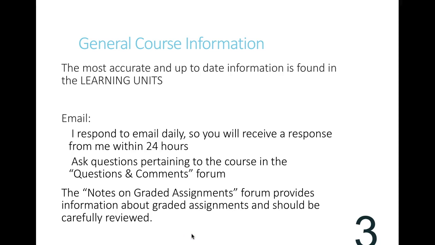The most accurate and up-to-date information is found in the learning units. At the beginning of each learning unit, you'll see the course or the unit learning outcomes, so that's what you're expected to know by the end of the unit. And directly below that, you'll see a list of activities and due dates. That's always the most up-to-date information. So if you look at the course outline, I have the topics and the general due dates, but that might fluctuate depending on if we need to spend more time on one topic or another. So best information is in each learning unit.